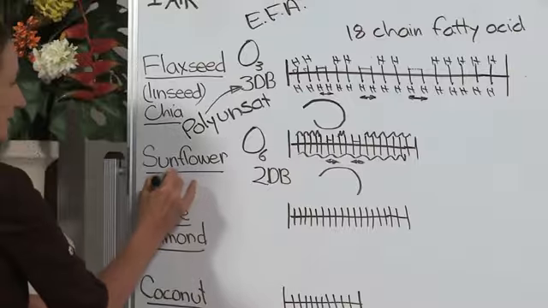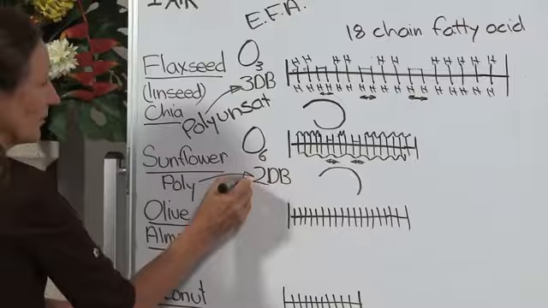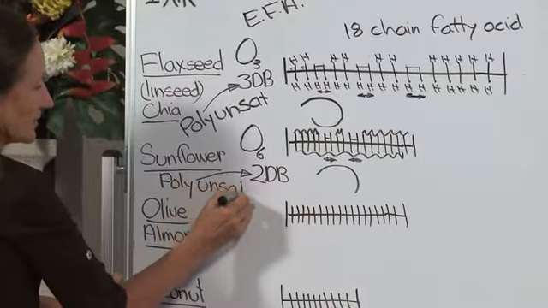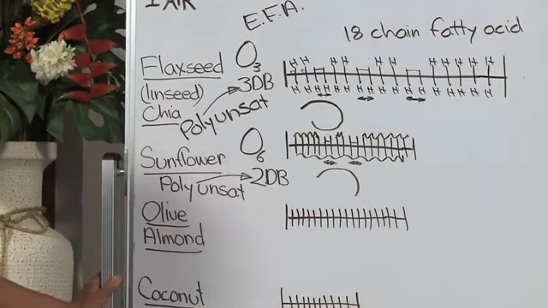This is also given the name polyunsaturated fatty acid. Poly meaning more than 1 double bond. Unsaturated because there's still empty spots on the fatty acid chain.